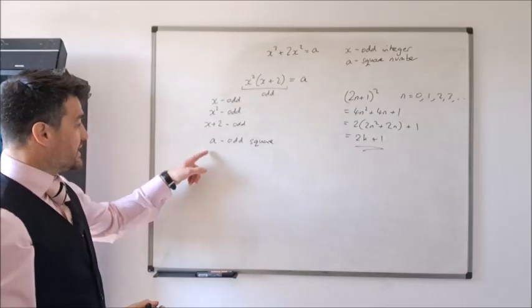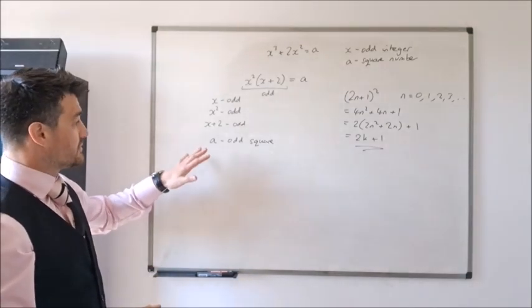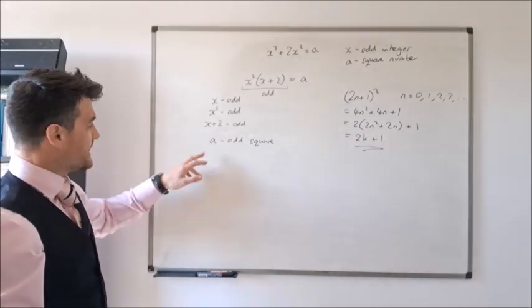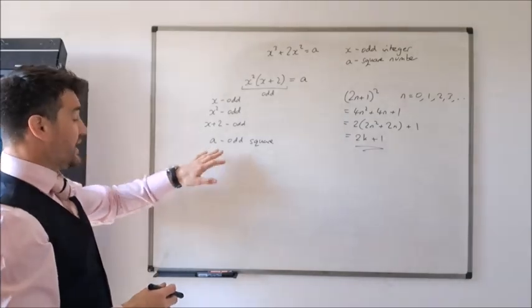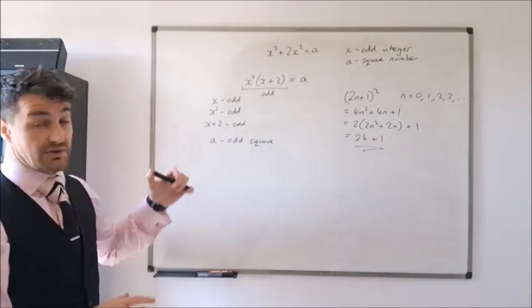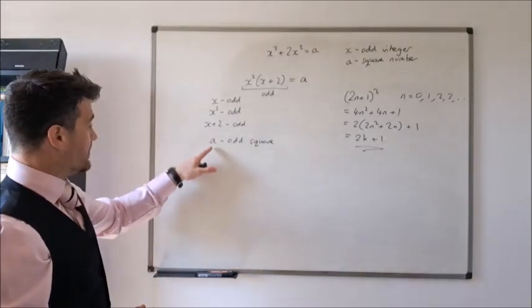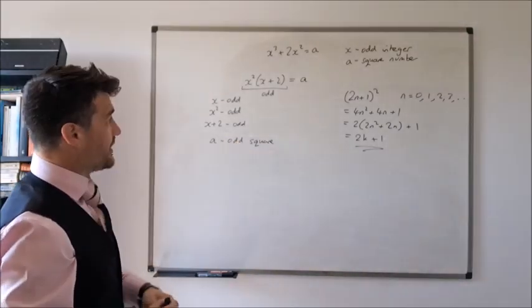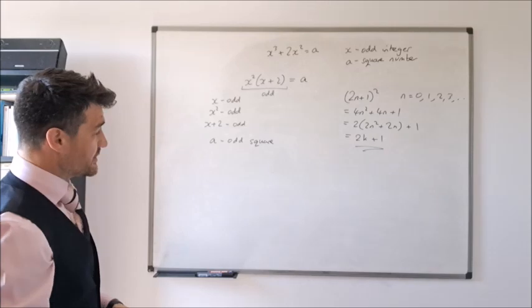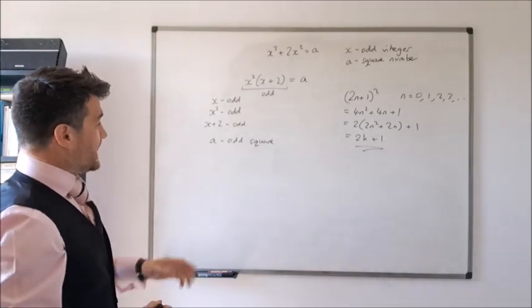Actually, I don't think I need to know this, but the square root of a is also going to be an odd number. I don't think that's actually relevant, but just so that we know, a is an odd square number, that's probably going to be useful to us.